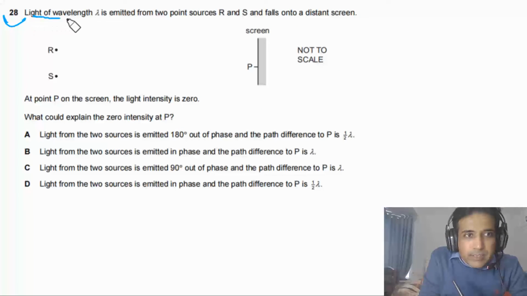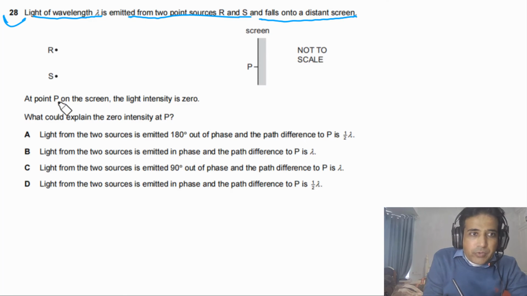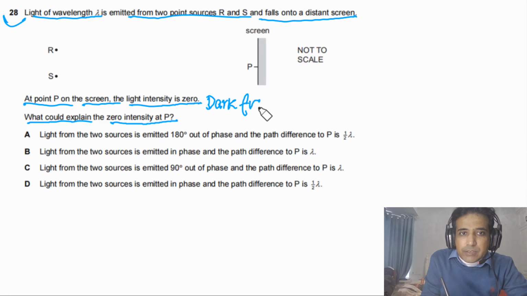Question 28 says, light of wavelength lambda is emitted from 2 point sources R and S and falls onto a distant screen. At point P on the screen, the light intensity is 0. What could explain the 0 intensity at P? 0 intensity means that there is dark fringe. So one simple way to say is dark fringe.